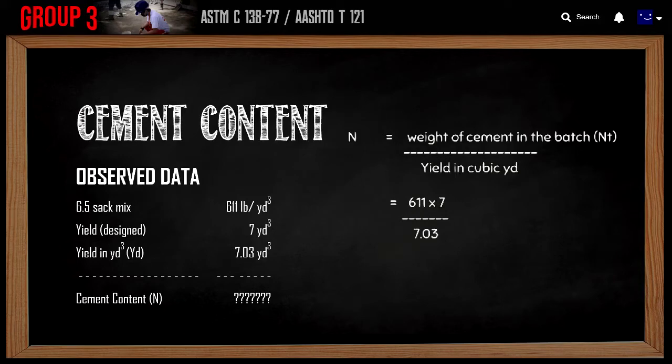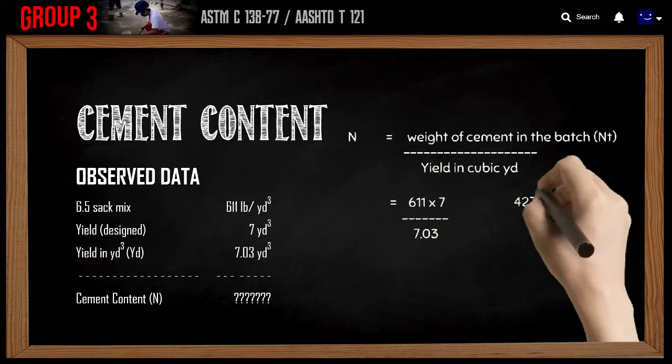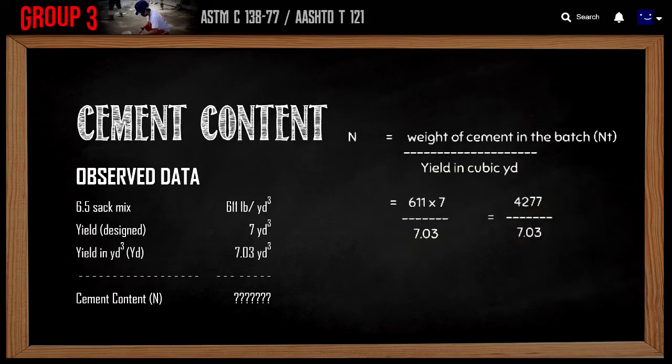So if we return to our equation, here we have 4,277 pounds of cement that was batched out, and we're going to divide this by the 7.03 cubic yards of material that we yielded.